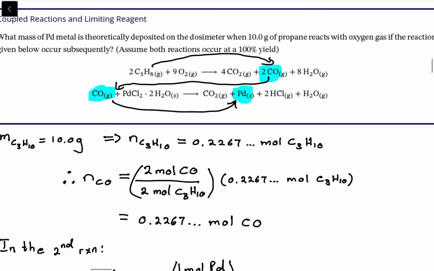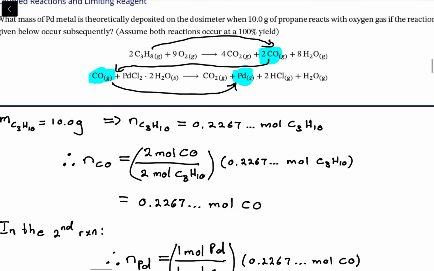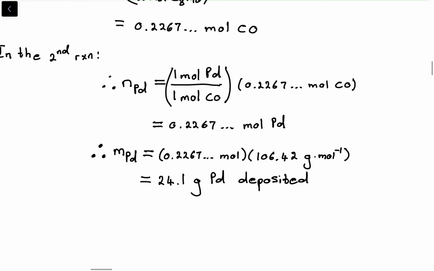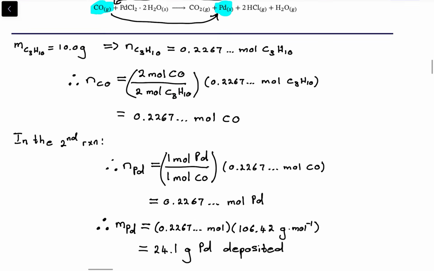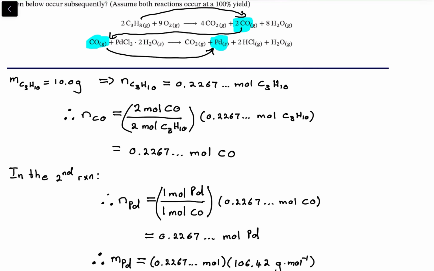That's the question: how much metal is theoretically deposited? So 100% yield theoretical, and three significant figures, yes, 24.1 gram deposited. That's how a coupled reaction works. One reagent gives a product, that product is then used again as a reagent in a subsequent reaction, and that dictates something about the final product in the second reaction. You use your mole ratios and reaction stoichiometry to relate everything. All right, thank you for watching, and I'll see you again in another video.